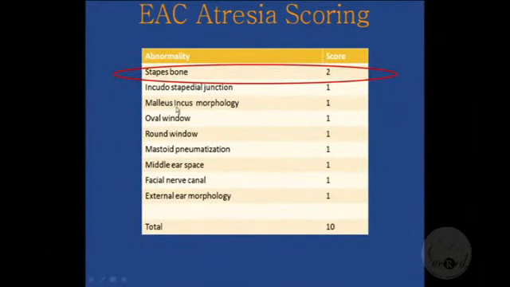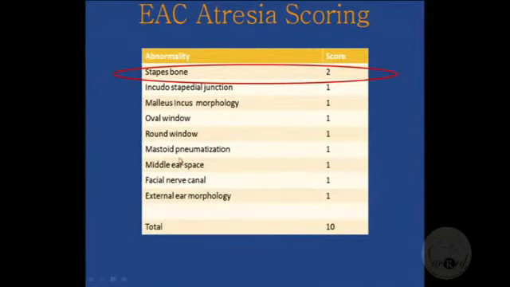And then there are 2 windows, oval window and round window morphology. Is it stenotic? Is it open? Is it normal morphology as well? Oval and round window. Then you have pneumatization here, mastoid. Is the mastoid process well formed or not? And is the middle ear well formed or not? Technically it's all the same. It's the pneumatization of the middle ear and mastoid.